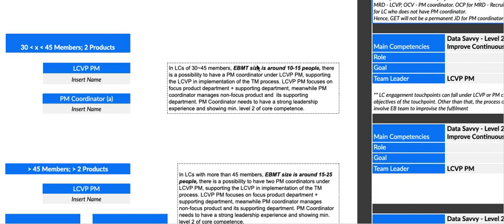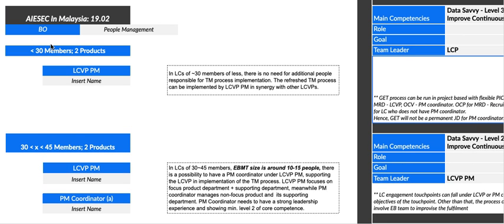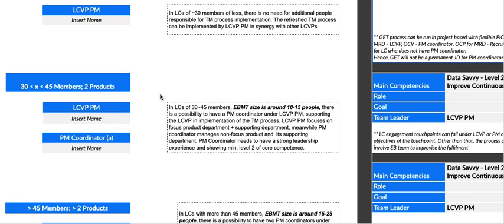So why is it so? Because if your EBMT size is around 10 to 15 people, this is the additional note. If you are asking me, if I have around 30 members, slightly more than 30 members, should I implement this structure? For me, if you have around 30 to 35 members and your EBMT size is actually less than 10, I think it's okay for you not to have a PM coordinator. So this is the additional condition.